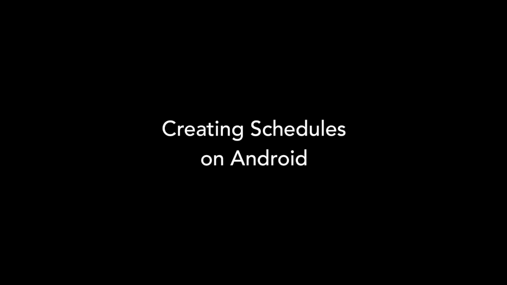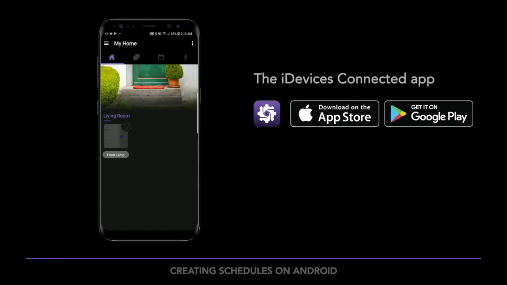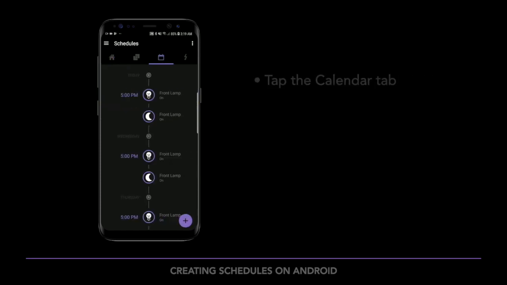The simplest way to automate your home is to schedule your products. Through the iDevices Connected app, you can schedule individual products to turn on or off. To create a schedule, open the iDevices Connected app and tap on the Calendar tab toward the top.